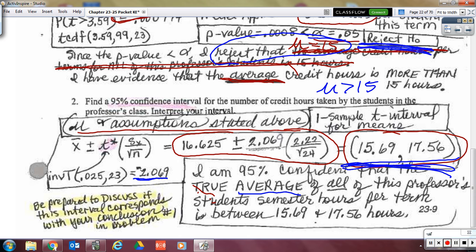What does your interval say? The entire interval is above 15, and 15 is not in the interval. So does my interval jive with the conclusion I made in my test? Yes, it does, and you would explain that. Yes, it does correspond because 15 is not in there, or the entire interval is above, or whatever. Okay, so there you go on that.